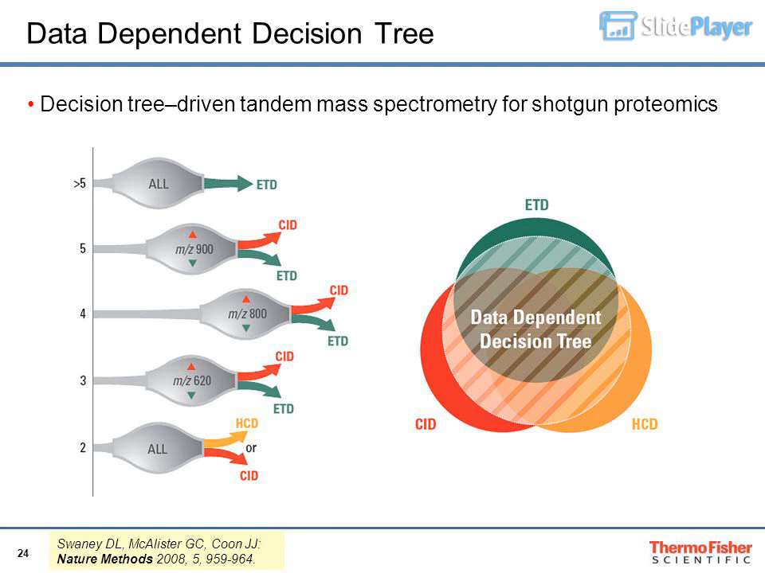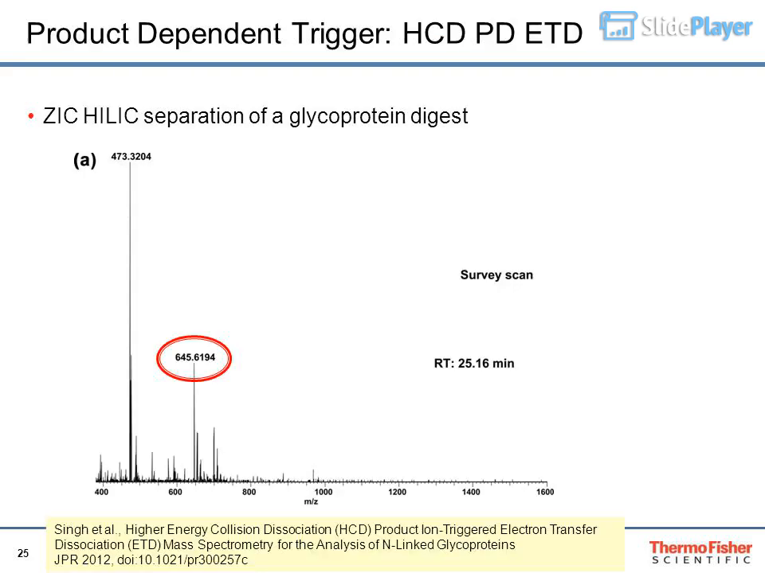What you do not find in the spectrum is the peak of the dephosphorylated intact peptide, the neutral loss peak, which was so prominent for ion trap-based spectra. The next slide shows another example confirming this behavior of pS/T peptides under HCD conditions. Swaney DL, McAlister GC, Coon JJ, Nature Methods 2008, 5, 959-964. Product-dependent trigger, HCD-PDETD.